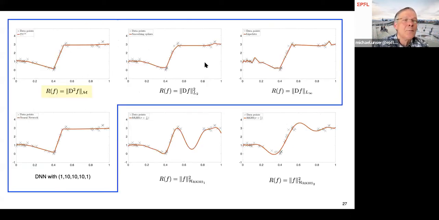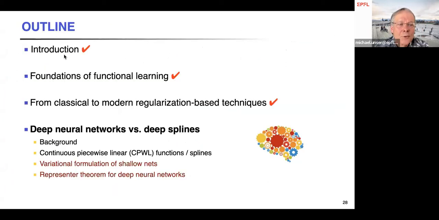So anyway, the main point that I want to make is that every solution I've shown you is a special case of the representer theorem, except maybe the neural network. But what's amazing is that the neural network looks so much the same as what comes out of these L1 spline techniques. So that's what I'd like to tell you in the remainder of the talk: how this relates to neural networks.